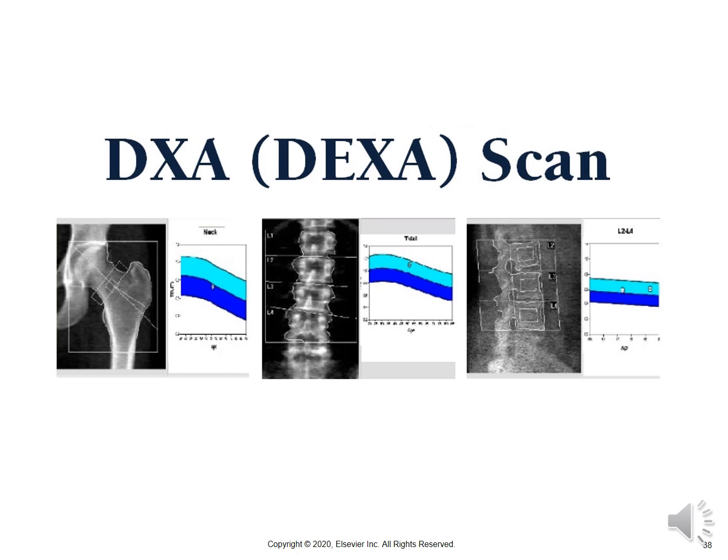Results are reported as something called a T-score, which compares the bone density to that of a healthy woman, and a Z-score compares the bone density to other people of the same age, gender, and race.